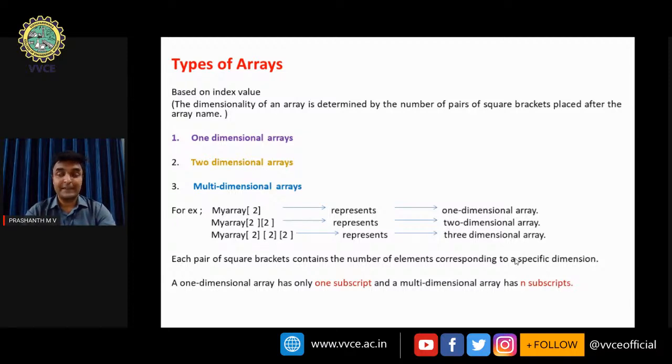So based on the subscript, we decide what type of array it is. If it has only one subscript, then we say it is one-dimensional. If you have two subscripts, it will be two-dimensional. If you have n subscripts, then it will be n-dimensional. Clear? Then each pair of subscripts contains the number of elements corresponding to a specific dimension. For example, if I use array of 2 of 2, I will say one 2 is for row, the other 2 is for column, like that. Clear? So these are the types of the array.